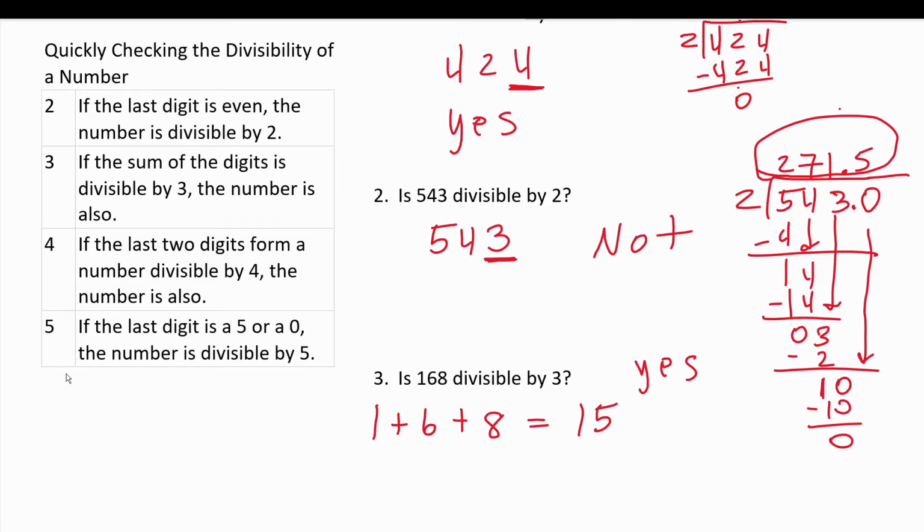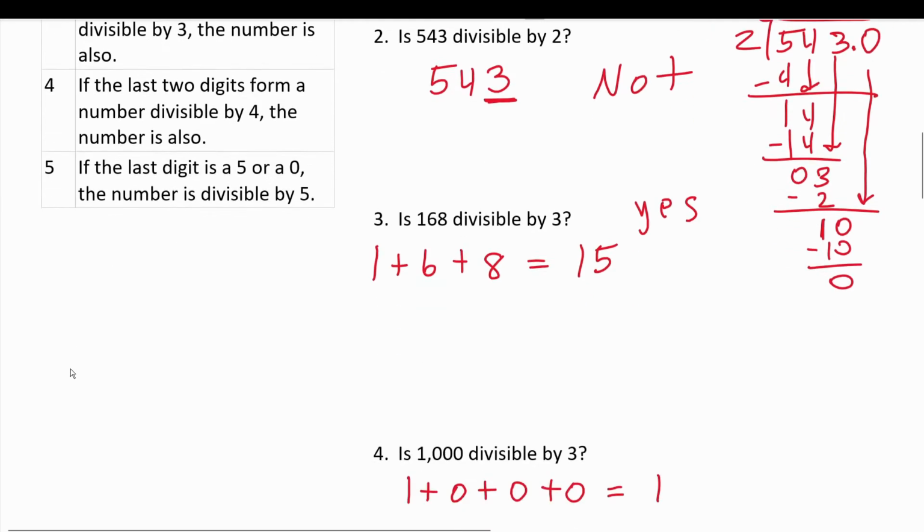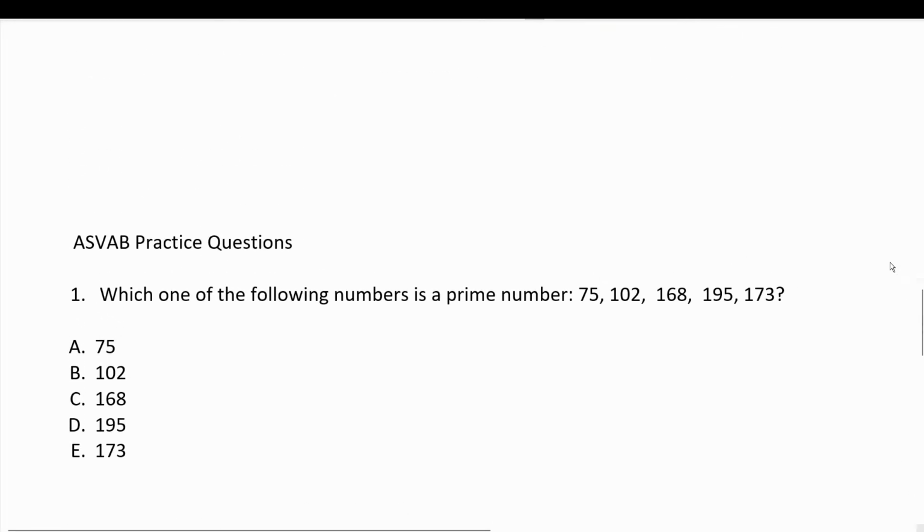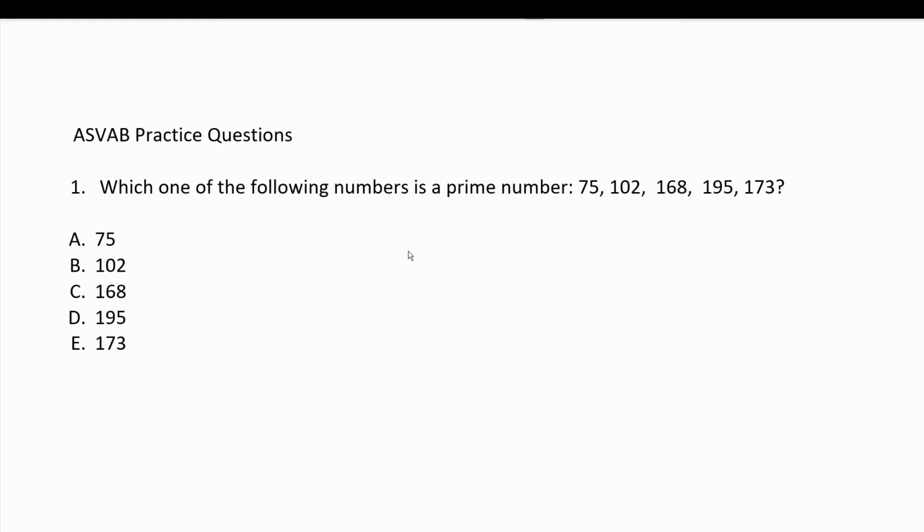So let's take this one step further and let's look at some problems that will test your ability to determine whether a number is prime when you're given quite a few of them at once. All right, so we can see that this first practice question says, which of the following numbers is a prime number? We have 75, 102, 168, 195, 173. So again, prime numbers are only divisible by 1 and themselves. So if it's divisible by 2, 3, 4, or 5, chances are it's not prime.